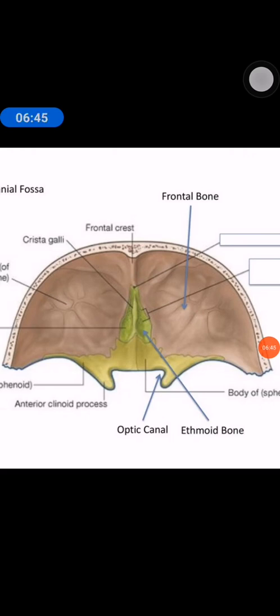And cribriform plate of ethmoid bone gives a triangular process known as crista galli, and the attachment of crista galli is falx cerebri, and on each side of the cribriform plate of ethmoid bone contain a number of apertures which transmits the olfactory nerve. Between the frontal crest and crista galli, there is a foramen known as foramen cecum which transmits emissary vein.